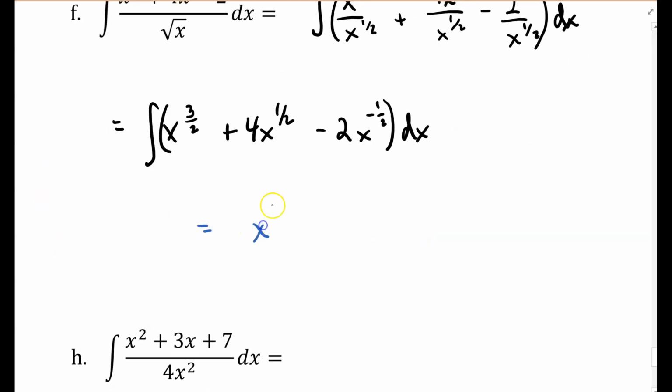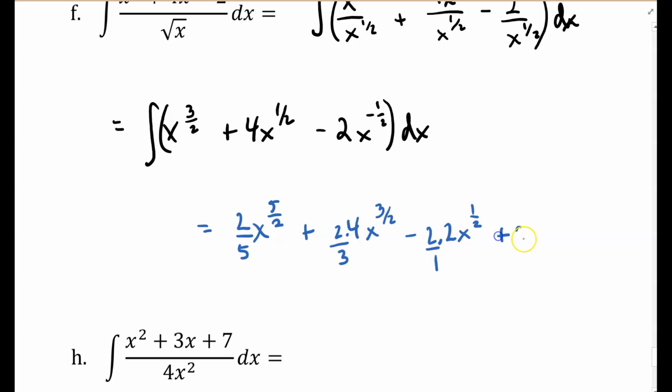Okay, so we have x to the power of 5/2 divided by 5/2 gives us a multiplier of 2/5, plus 4 x to the power of 3/2, so it means we multiply by 2/3. Minus 2x to the power of 1/2, and we're dividing by 1/2, which means we multiply by 2 over 1, plus our constant.